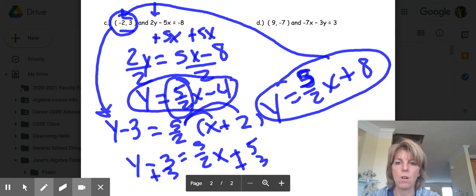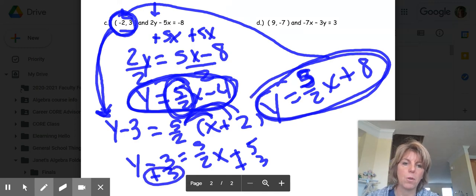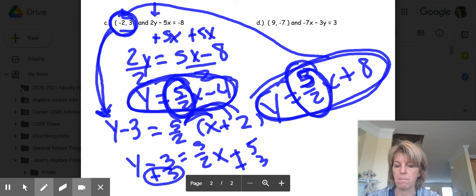Remember that first you have to solve for y, making it slope-intercept form. Use that slope and that point to put it into point slope form. Once you're in point slope form, distribute, move the 3, and you'll get it back into slope-intercept form. And what you should see is that that slope and that slope match, that they are the same thing. Give D a try and see how you do.